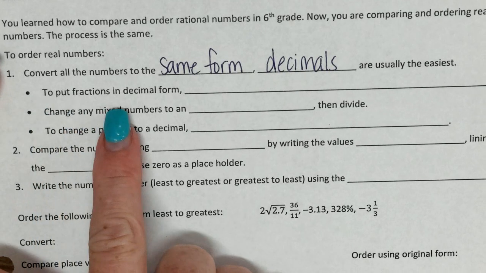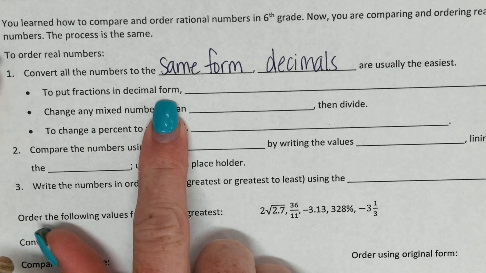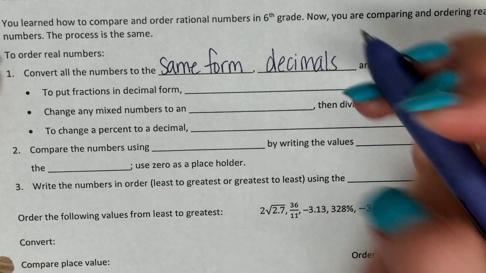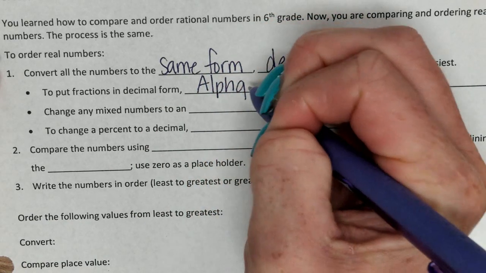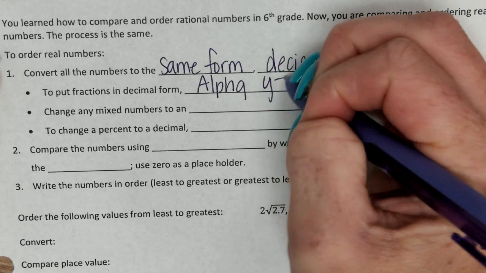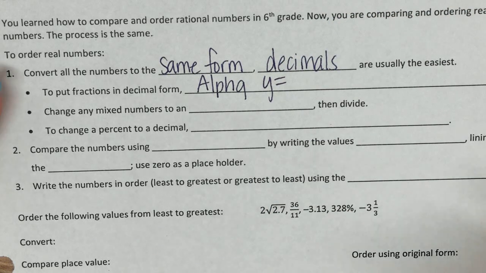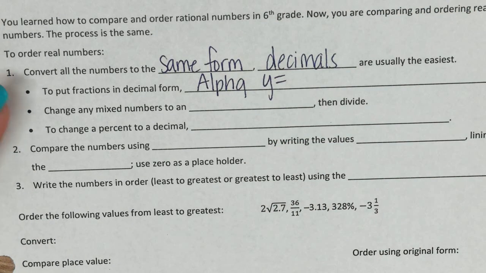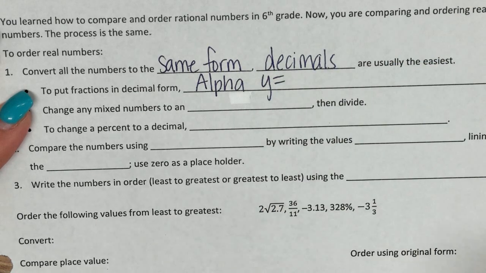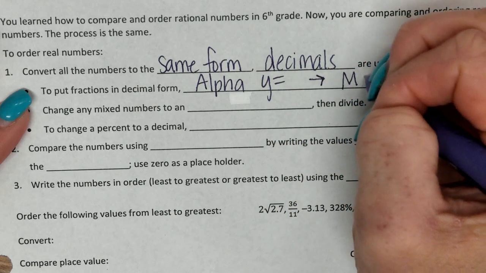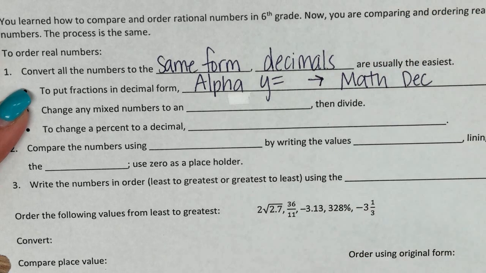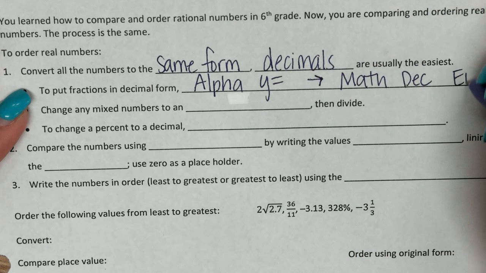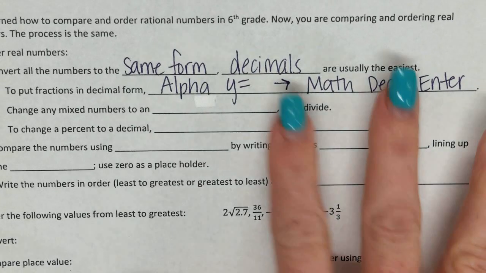To put fractions in decimal form, who can tell me what buttons we push? What do we got to hit first? We got to hit something before that. Alpha. Now what? Y equals. That's an A. Alpha, Y equals. Then we put our fraction in. And then we arrow out. And then we hit what button? Math. Then go down to decimal. And then enter. So if you forget today, we just wrote it down.